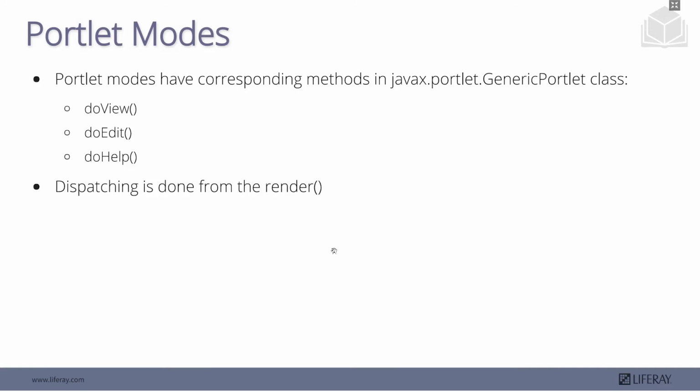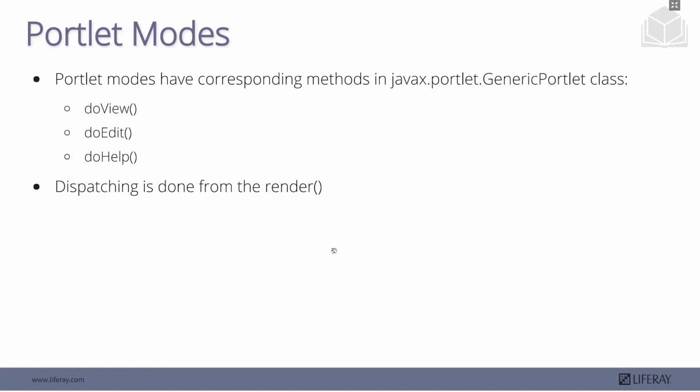So we talked about the portlet class being the engine that runs the portlet. It's GenericPortlet that is the Java representation of the portlet specification. Over in GenericPortlet, they provide us with three methods that we need to implement: doView, doEdit, doHelp. Each one of these methods is what will ultimately allow us to switch to that mode.